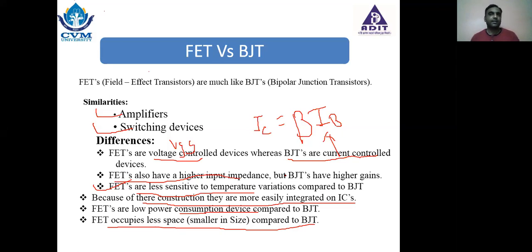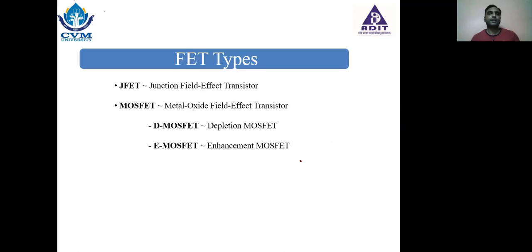Nowadays, whatever chips we see in computers or in any circuits, the chips are made up of transistors, and those transistors will be MOSFETs. MOSFETs are a part of FET that we will see. So FETs are widely used in electronics due to these advantages compared to the BJT.